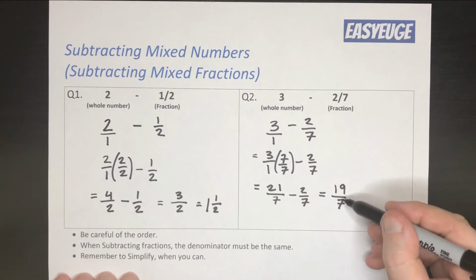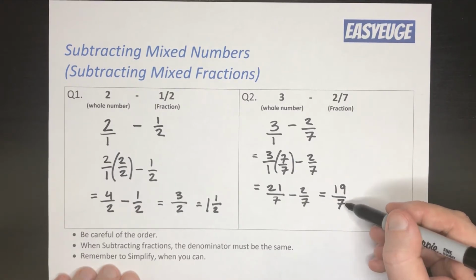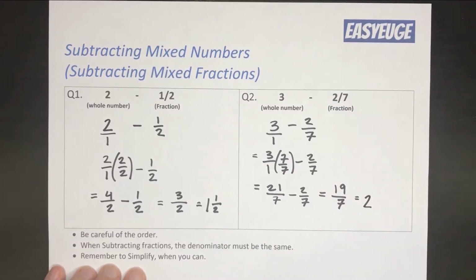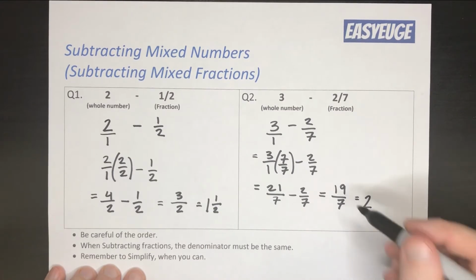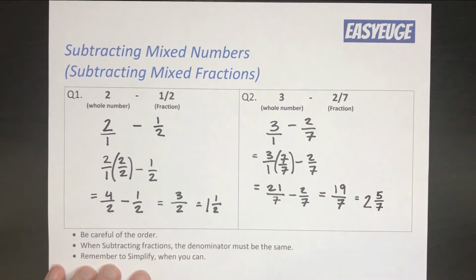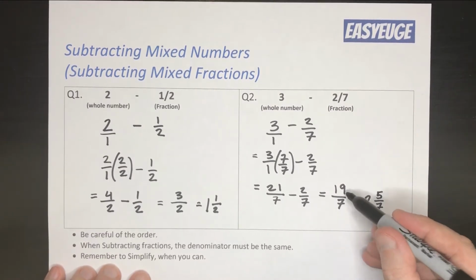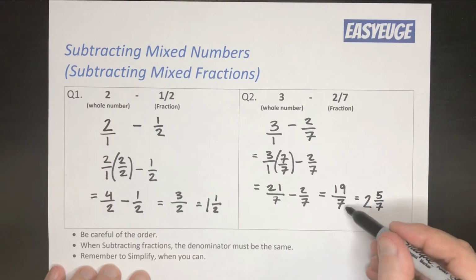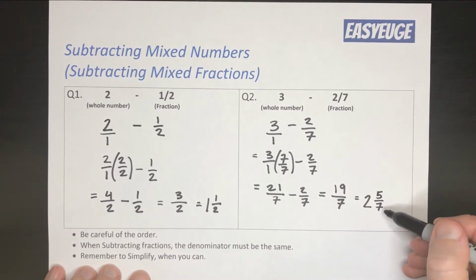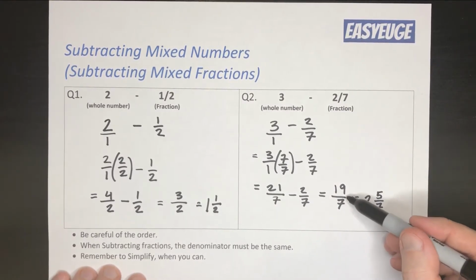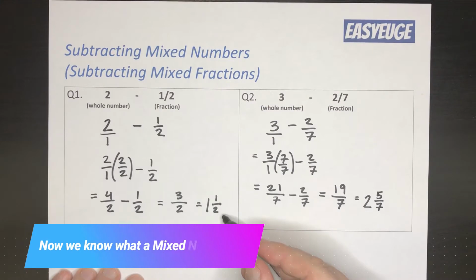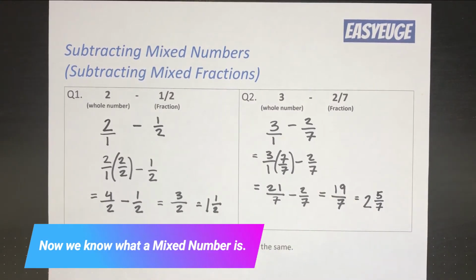So how many times will 7 go into 19? It will go in twice because 2 7s are 14. So it will go in 2 whole times. And what's the difference between 14 and 19? It's 5. So we have 5 sevenths as well. So 7 will go into 19 2 whole times. That brings us up to 14. Okay, and then there's 5 left over, so it's 5 sevenths. So now we are converting an improper fraction into a mixed number. So now that we know what a mixed number is, we can move on to our next examples.